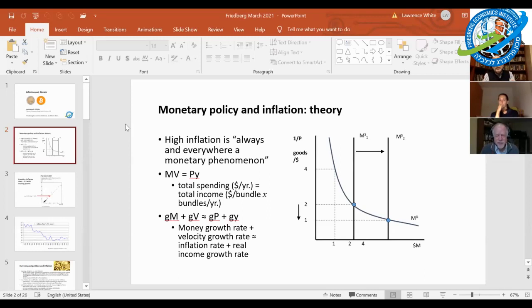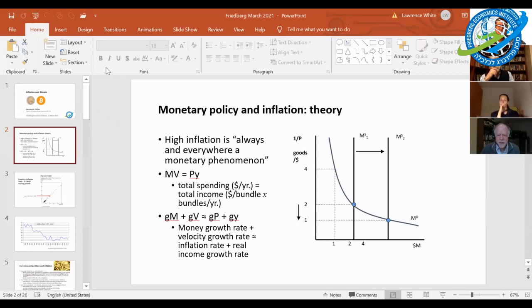To talk about inflation, which is the rate of change of the price level, we need a growth rate version of the equation of exchange. That's the second equation: the growth rate of the money supply plus the growth rate of velocity, both in percent per year, is approximately equal to the inflation rate plus the real growth rate of the economy.